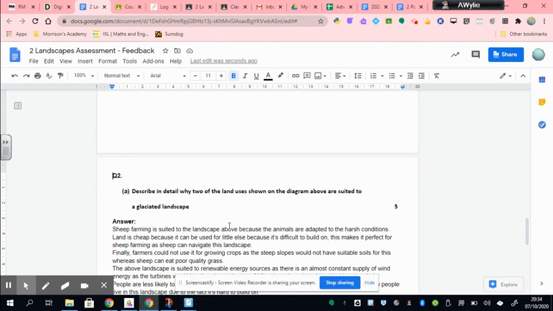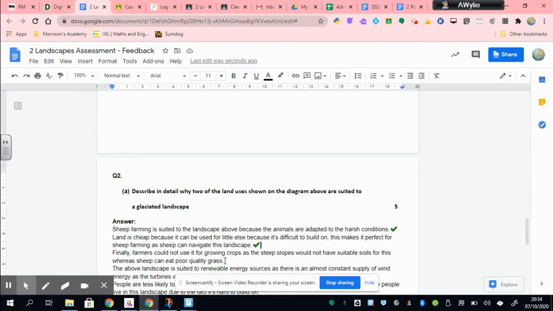Sheep farming suited the landscape above because the animals are adapted to the harsh conditions. Well, that is true. It's a mountain landscape. Land is cheap because it can be used for little else because it's difficult to build on. This makes it perfect for sheep farming, as sheep can navigate the landscape, which is true. It'd be very difficult for them to build roads or have other fixed structures on this landscape because the land's so steep, but sheep don't mind that.